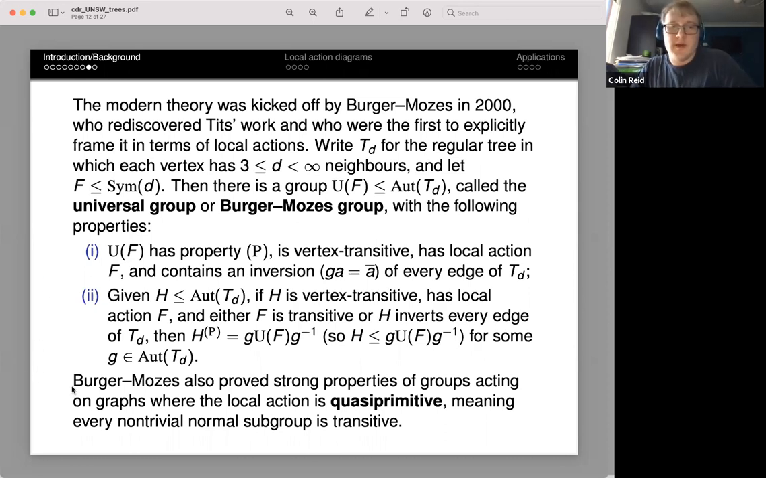Burger-Moses also proved some strong properties of groups acting on graphs where the local action is quasi-primitive, meaning that every non-trivial normal subgroup is transitive. And what they more or less proved in this context is that as long as the group is big enough, it involves these groups in the class S I mentioned before. So you get these big simple groups appearing.